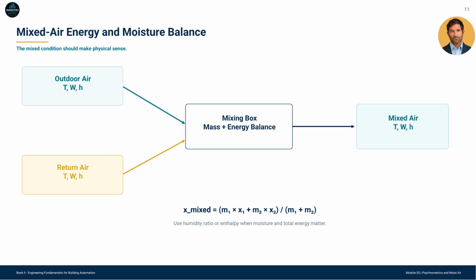If the BAS mixed air sensor reports something far outside that expected range, do not immediately blame the dampers. Check airflow fraction, sensor location, stratification, calibration, and whether the air is actually mixed at the sensor. A single mixed air sensor in a stratified airstream can tell a very convincing lie.